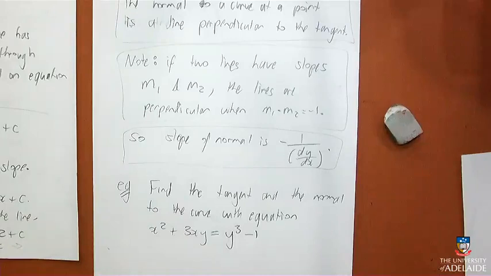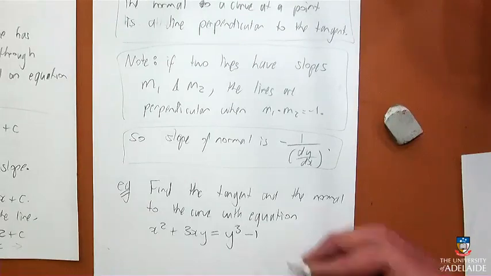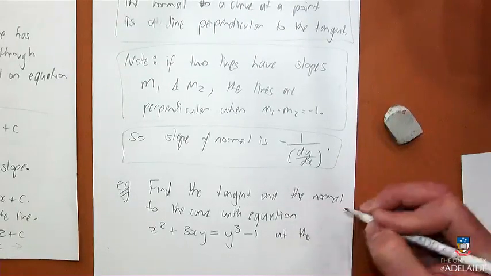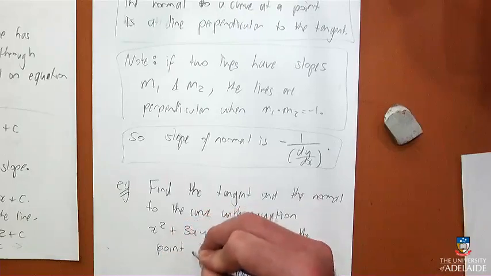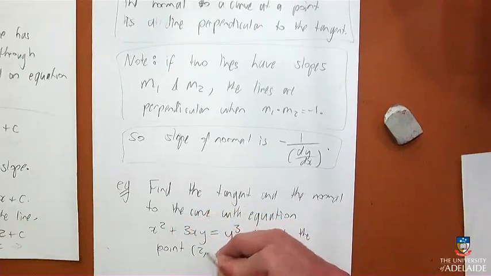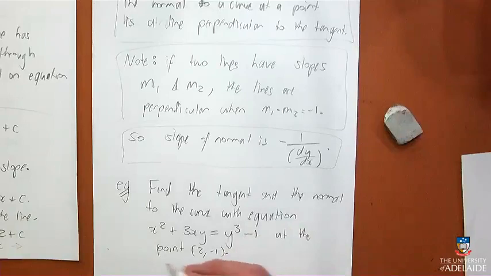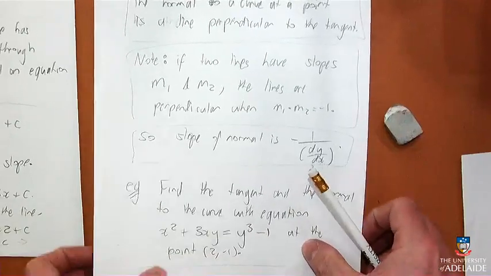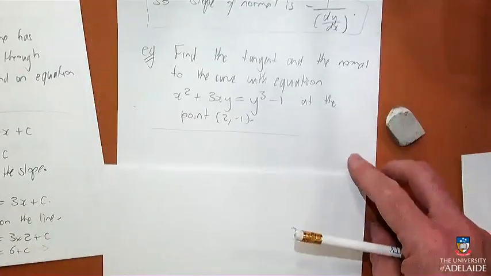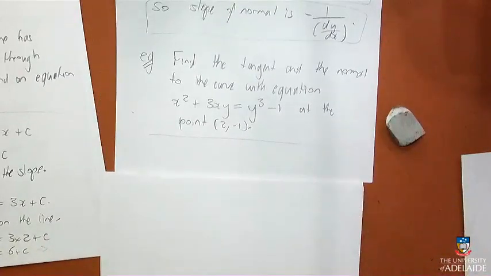Find the tangent and the normal to the curve with equation x squared plus 3xy is y cubed minus 1 at the point (2, -1). Okay, so first what we're going to do is just check that that point really is on the curve, or this doesn't make any sense. And also I'm just going to have a close look at this.